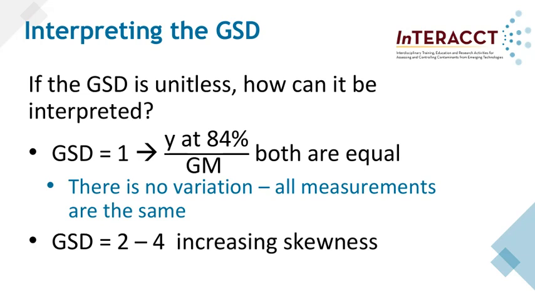This unitless GSD brings up another question, which is how can you interpret its value? A way to answer that question is to think about the extreme situation in which the GSD is equal to 1. In that case, the diameter value, here represented by y, at 84% must be equal to the diameter value of the geometric mean, so that the ratio of the two is equal to 1. And that can only happen if all the diameters are exactly the same. The distribution is essentially a spike at one diameter value.